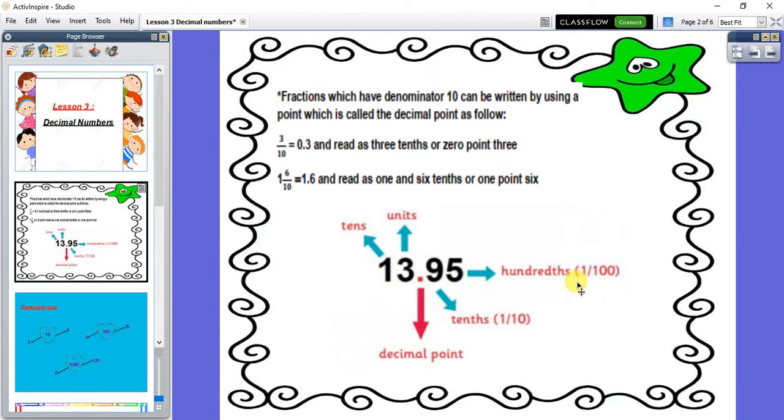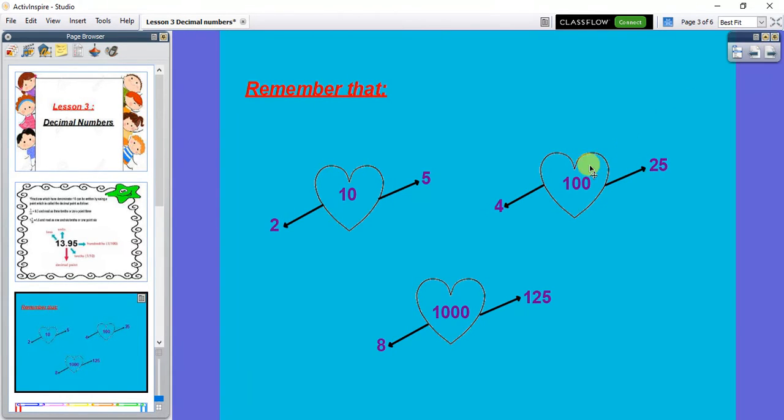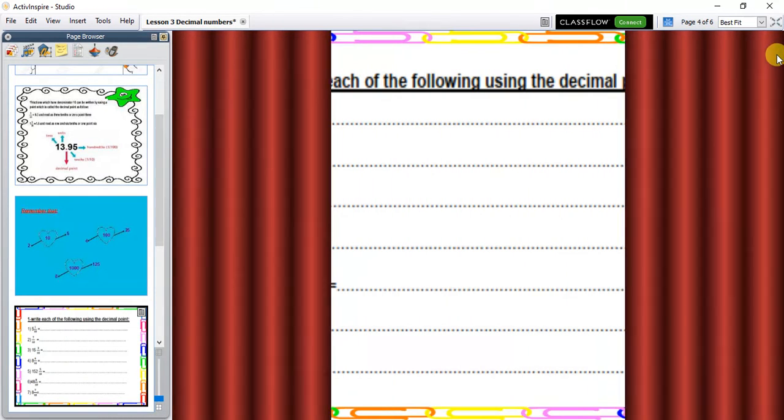We want to remember something we took in the first term, the multiplying numbers. 2 multiplied by 5 gives me 10. 4 multiplied by 25 gives me 100. 8 multiplied by 125 gives me 1000. Okay? Let's see the exercise.